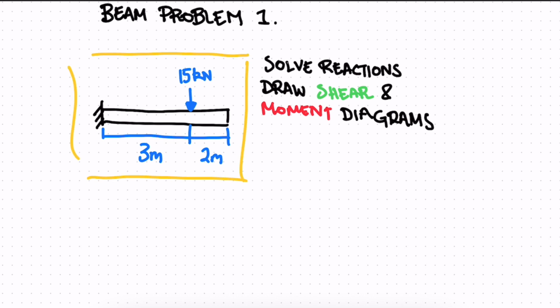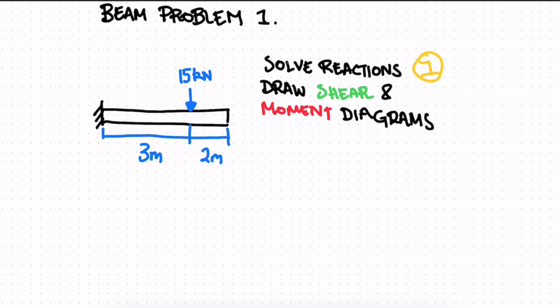Cantilever beams are fixed at one end and they don't have any other support, so it's just a hanging beam, right? What we need to do is solve reactions, and then draw our shear and moment diagram. First thing that we need to do is solve our reactions.